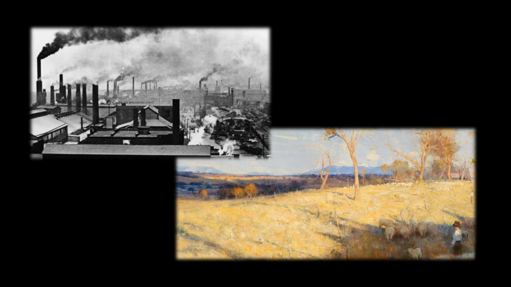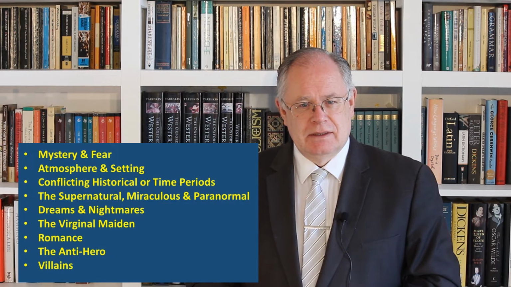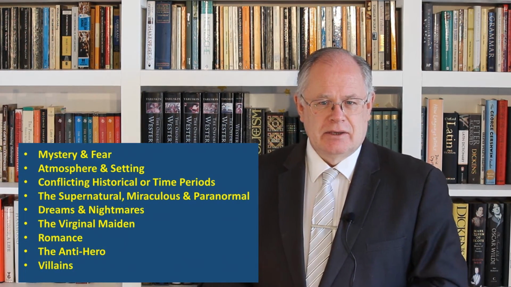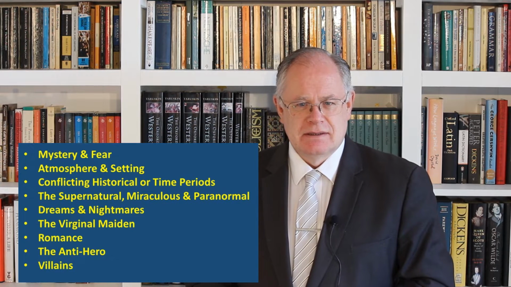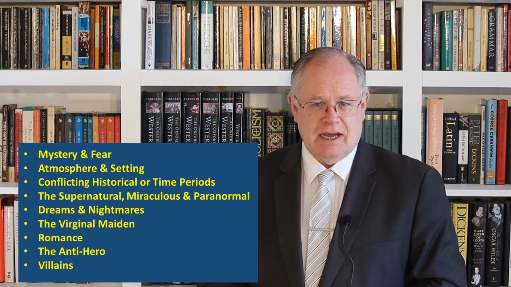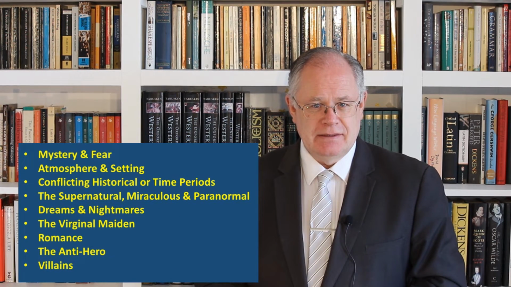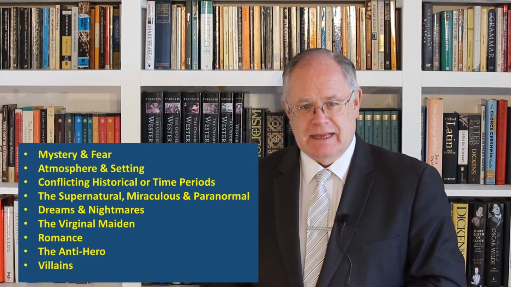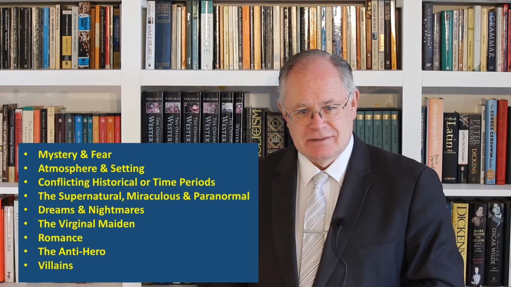Certain scholars have observed that the imperialists of the 19th century were unavoidably violators of the natural world and its rightful inhabitants. To help us explore the Gothic nature of Picnic at Hanging Rock, we'll use the following list of headings: mystery and fear, atmosphere and setting, conflicting historical or time periods, the supernatural, miraculous and paranormal, dreams and nightmares, the virginal maiden, romance, the anti-hero, and villains.